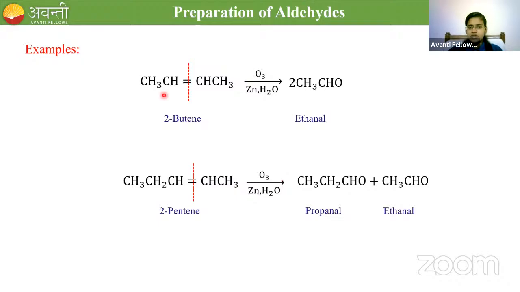Listen. First, 2-butene. Breaking the bond and adding oxygen to both the carbons, what will we get? CH3CHO and here CH3CHO. So 2 moles of ethanal are coming out. And here, if I break this bond and add 1 oxygen on each side, I will get CH3CH2CHO and here also CH3CHO. So propanal and ethanal we will get.